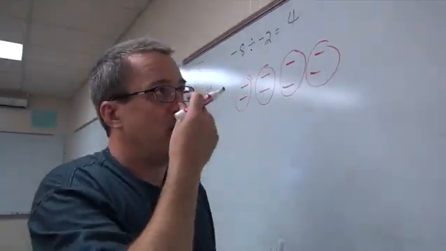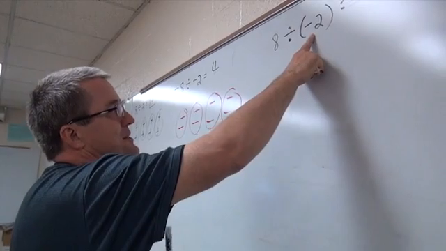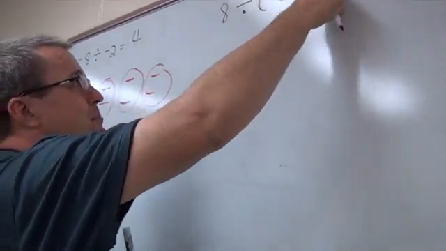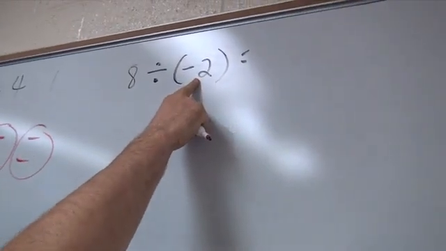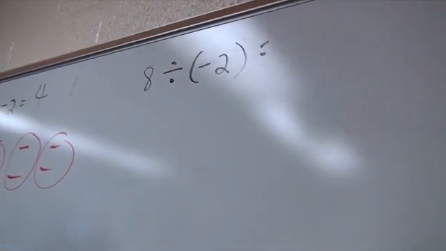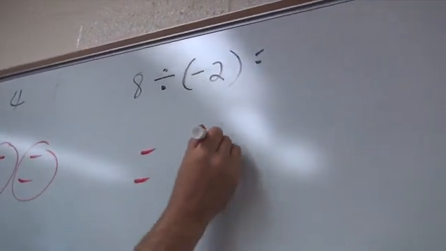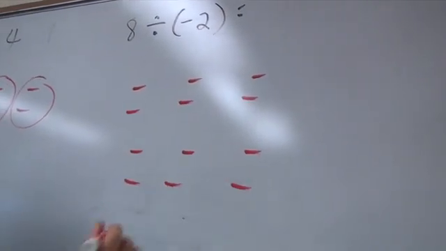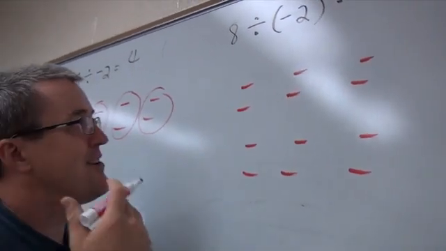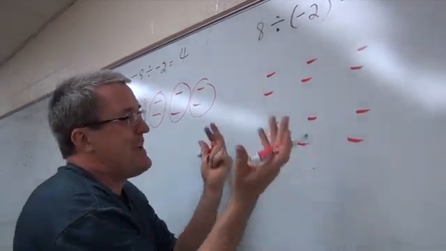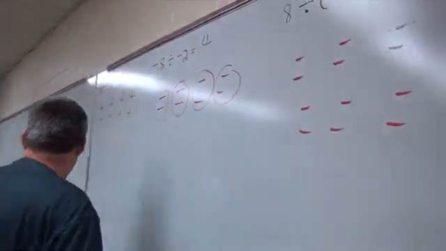Now, it gets a little more challenging here when you have something like this. Now, the question still is, how many copies of negative 2 is it going to take to make 8? Now, if you start making copies of negative 2's, you can make copies of negative 2 until the battery dies on this camera. And you're still not going to ever get positive 8 out of it. And so we have to rethink that a little bit.